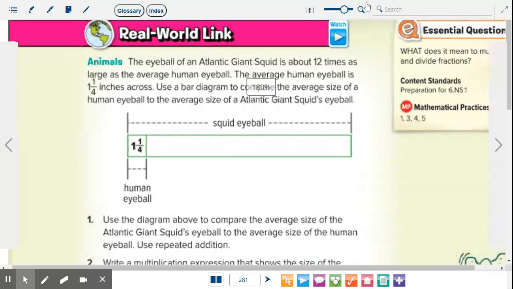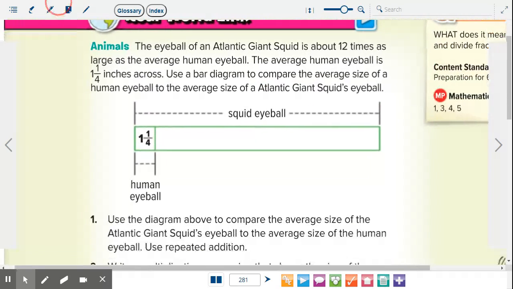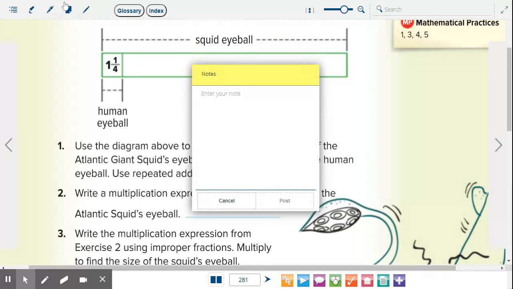times as large as the average human eyeball. So the average human eyeball is 1 1/4 inches across. So that's how wide it is. Now it says use the bar diagram to compare that to the squid eyeball. So this is the average human. This is the squid's eyeball, how wide it is, right there. So what you're having to do is just fill in this bar diagram.